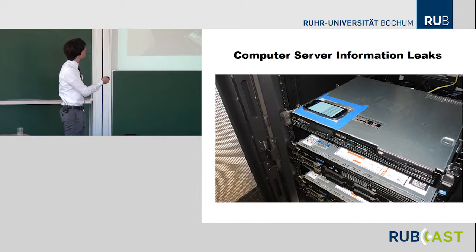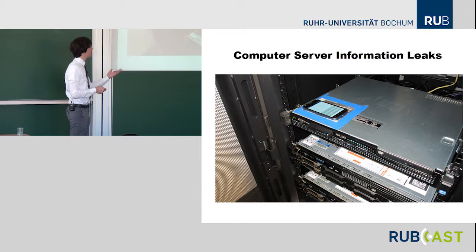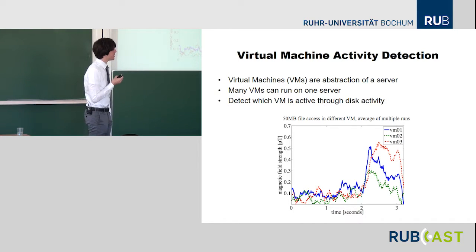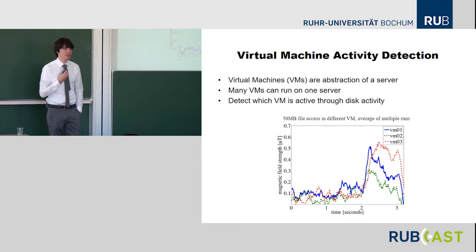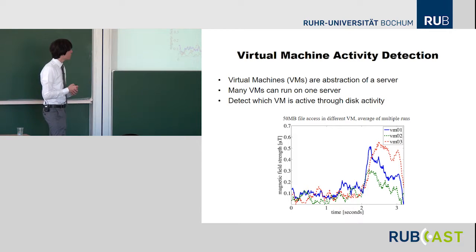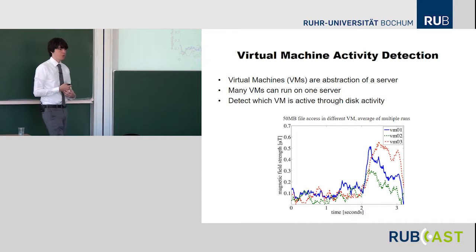We use this to show that, let's say, some unscrupulous maintenance person could come in, and while they're working on another server, put their phone on this server and gather information about what's going on. One thing we looked at is trying to identify which virtual machines are running on a server. A virtual machine is nothing else than a process that's running, and if it has some storage, it will be accessing those files. So we set up a server with multiple virtual machines.